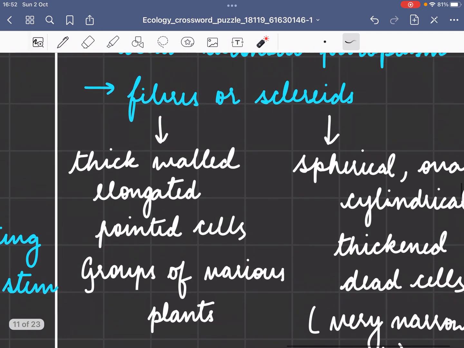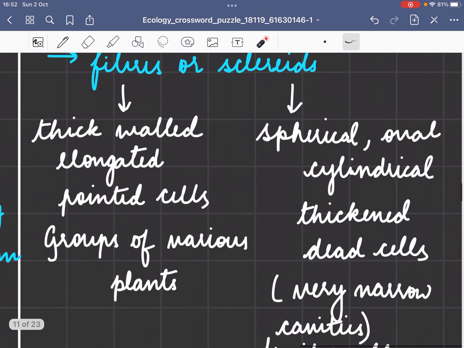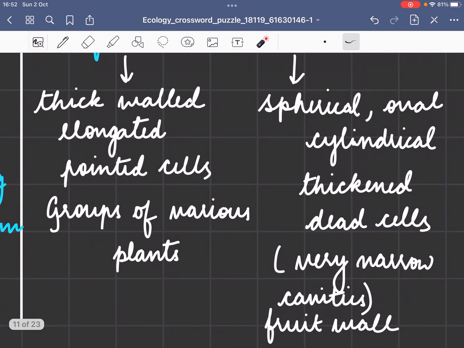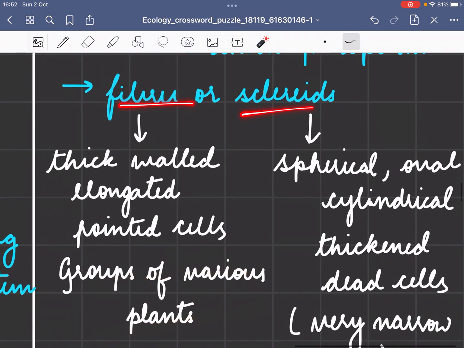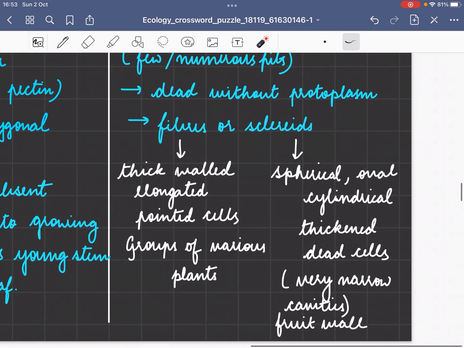So let's move on to fibers. Thick walled, elongated, pointed cells, groups of various plants. Here sclereids means spherical, oval, cylindrical, thickened, dead cells. They have very narrow cavities, and an example can be fruit wall. So you have the fibers and sclereids. In case of sclereids, they are spherical, oval, cylindrical, thickened dead cells with very narrow cavities, fruit wall. Here, thick walled, elongated, pointed cells, groups of various plants.